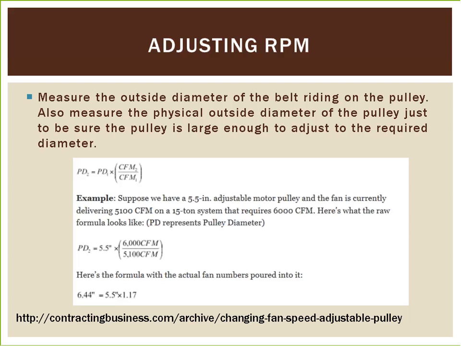Now, using fan law 1 as seen in the example, simply divide once and then multiply once to find the new pulley size needed for the fan to move the required airflow. Divide the 6,000 CFM by 5,100 CFM to find the ratio of airflow increase. Notice the airflow should increase about 17% for the fan to deliver the required airflow. Then multiply the pulley belt diameter of 5.5 inches by 1.17 to find the new belt diameter of 6.44 inches.